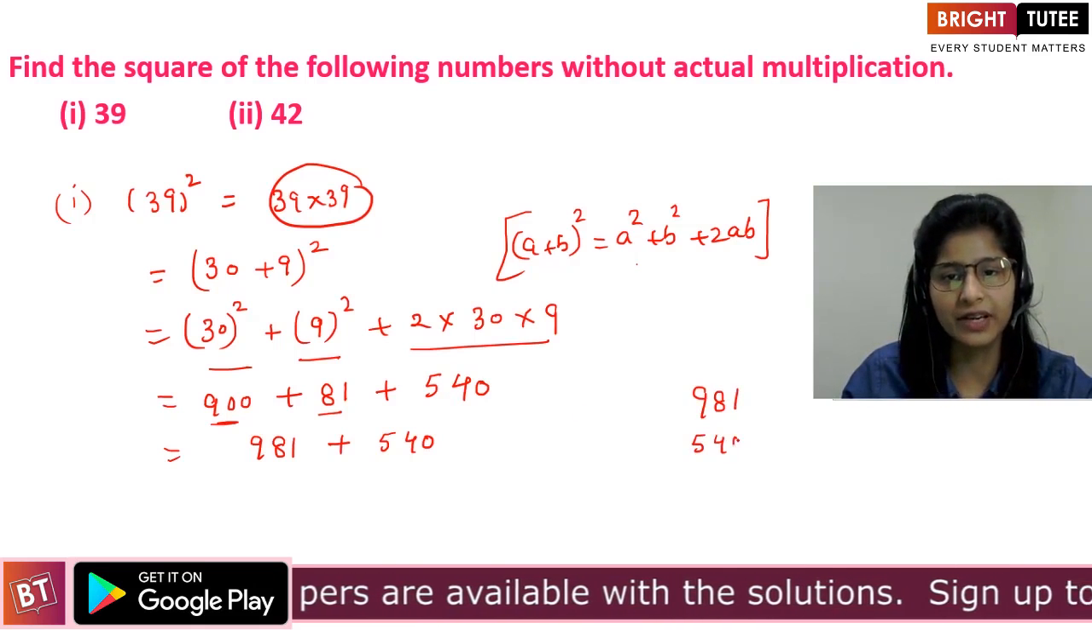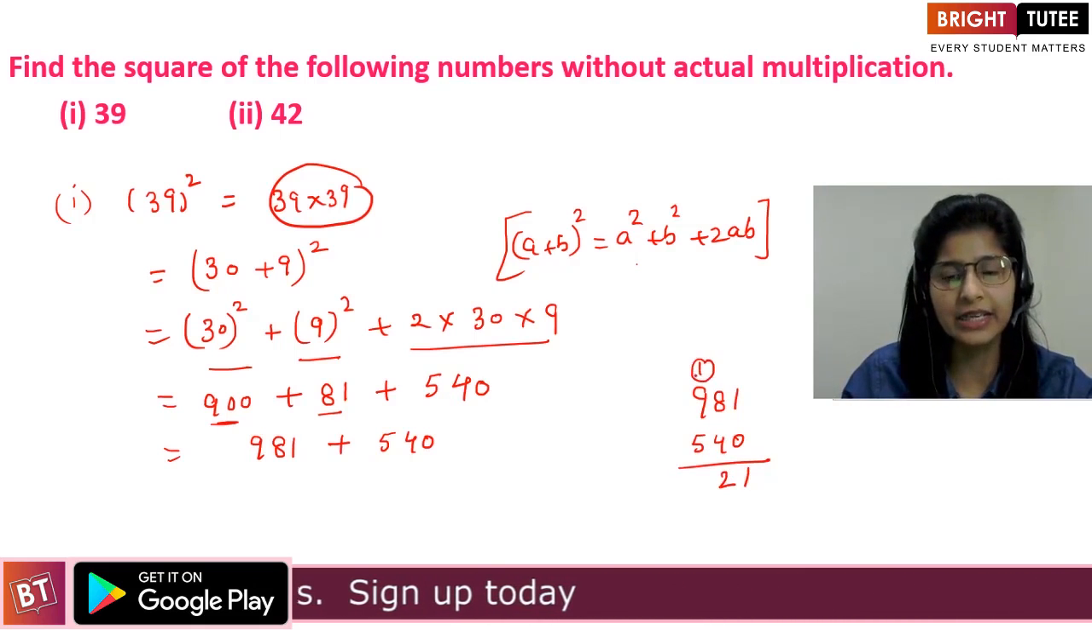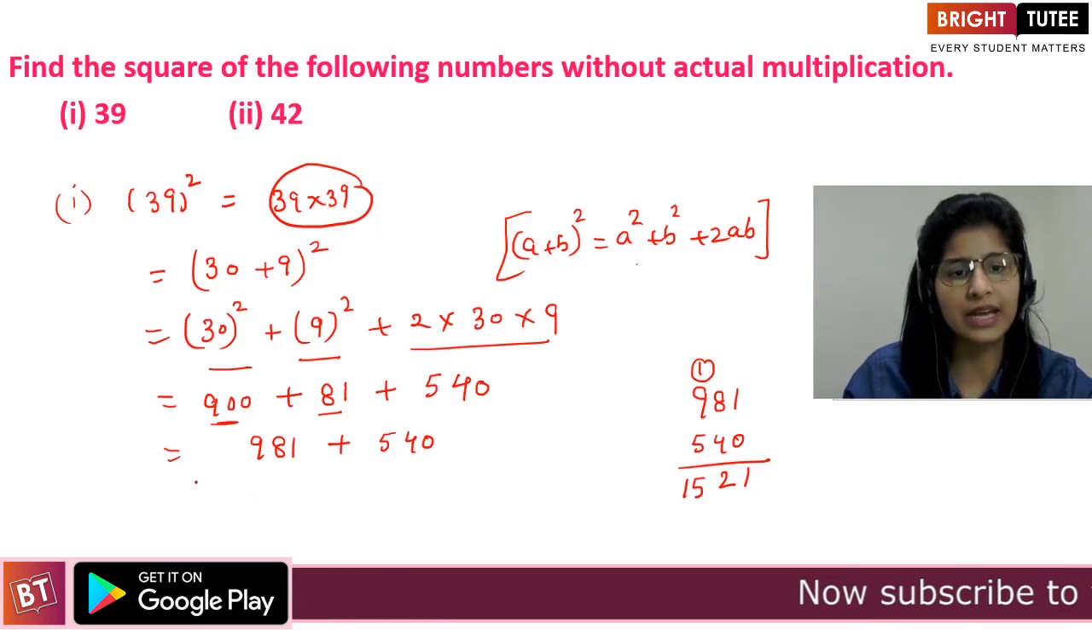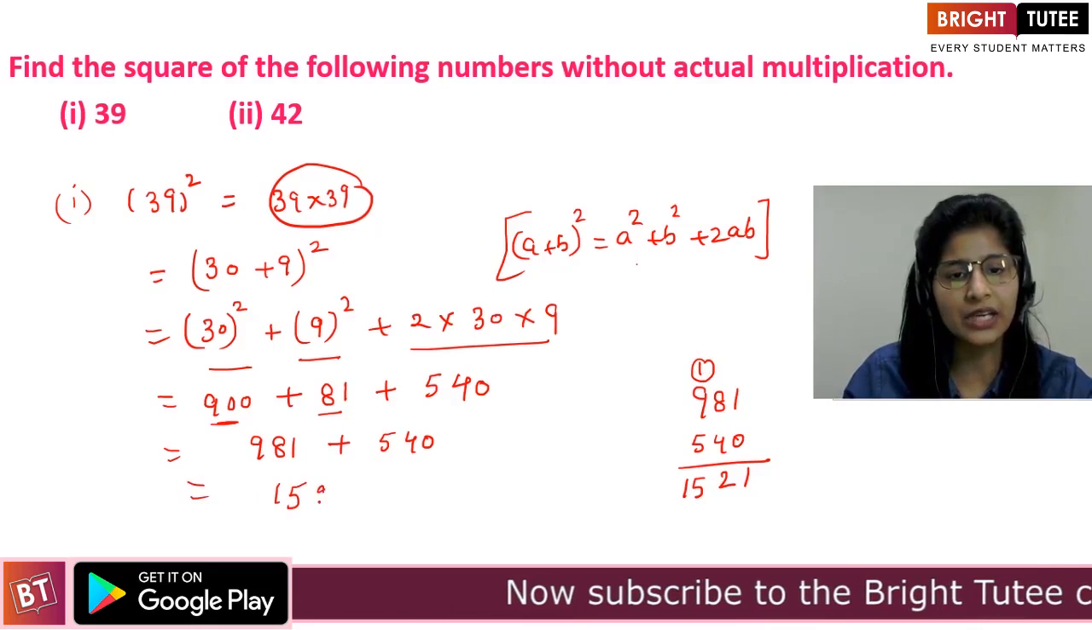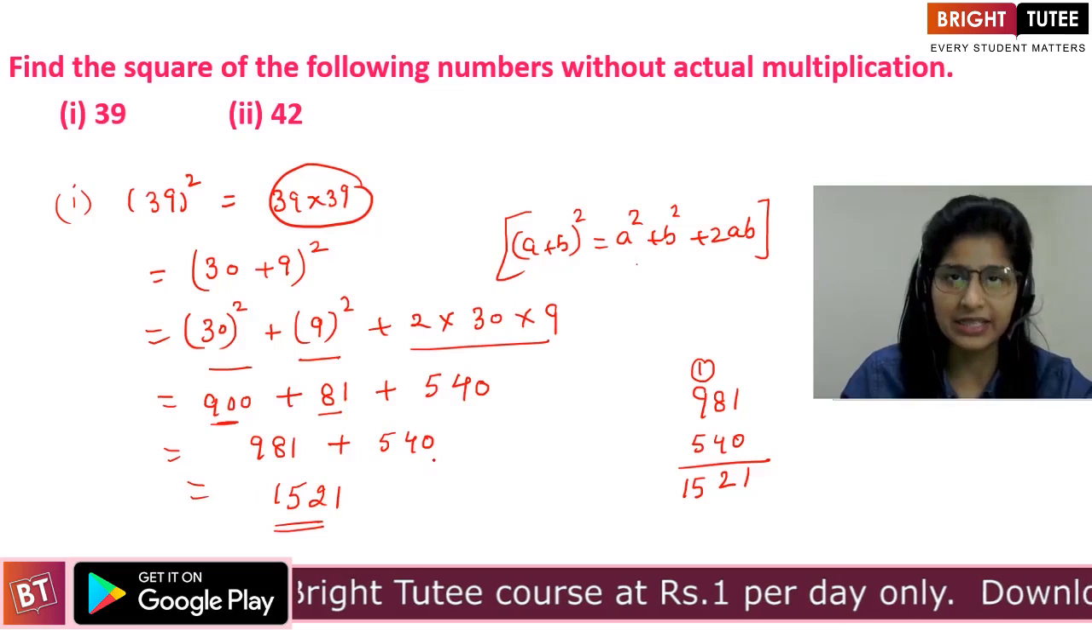981 plus 540, we get 1. 8 and 4 is 12, 1 is the carry here. Then 9 and 1 is 10, and 5 is 15. So what is the answer that we are getting? 1521. So this is the square of 39. Is that clear to you?